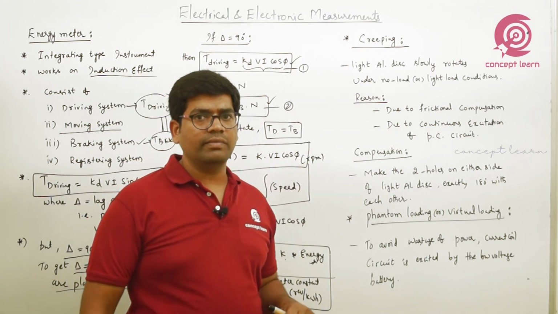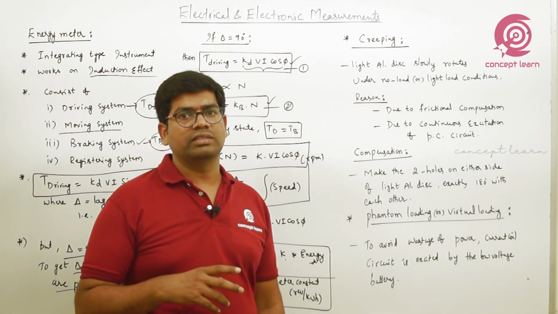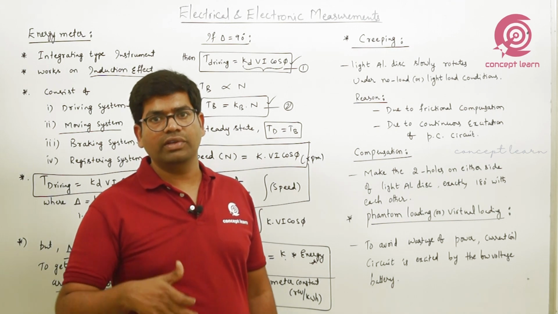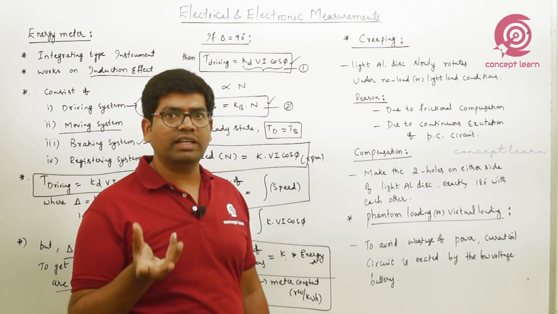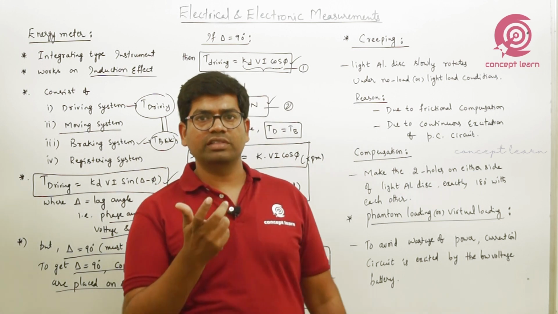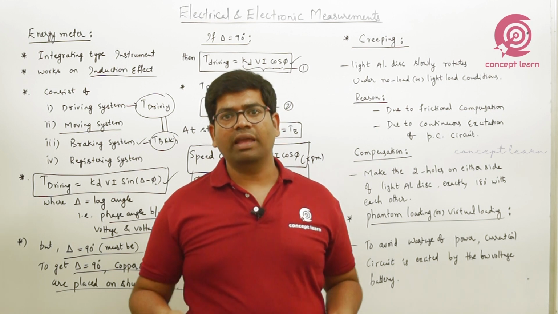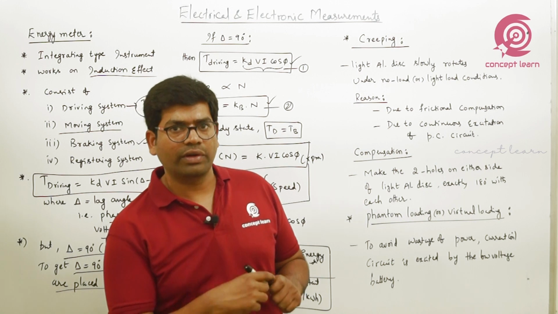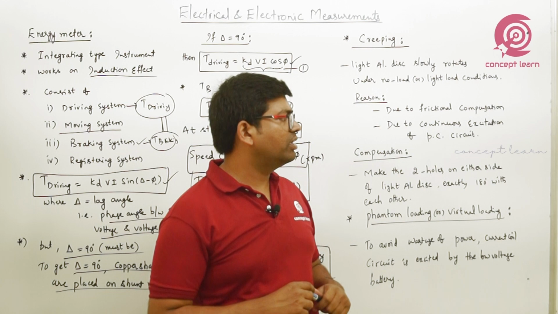What is creeping? The light aluminum disc slowly rotates under no load or light load condition. Means the disc is rotating whether you consume the power or not, so we are paying the electricity bill without consuming the power. What is the reason here? Wherever there is a moving portion, frictional error is there. When you compensate, it is okay. Sometimes because of overcompensation, the aluminum disc slowly rotates. So due to frictional compensation is one of the reasons.